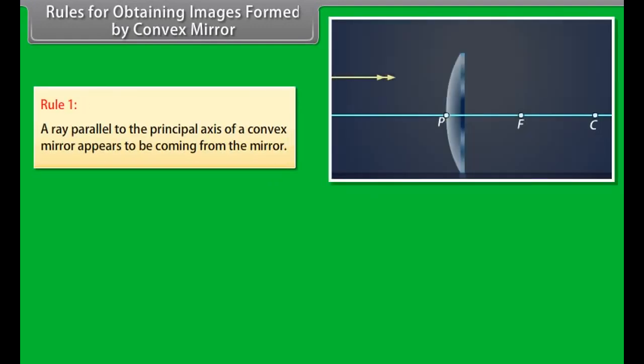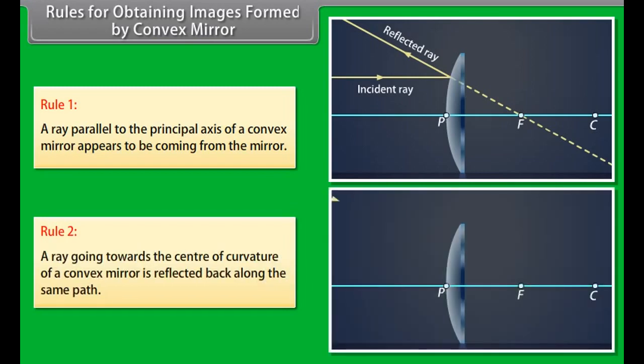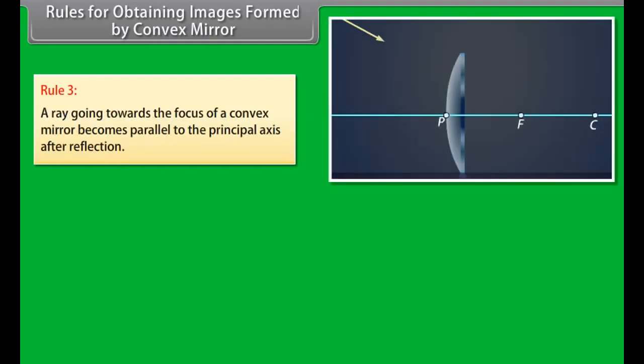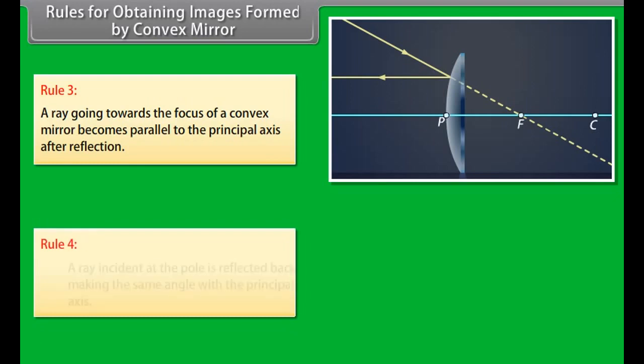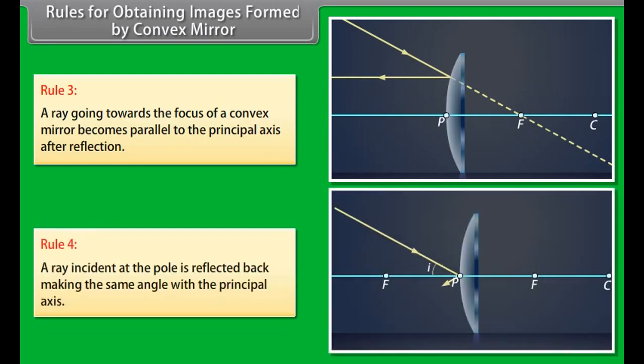Rules for obtaining images formed by convex mirror. Rule 1. A ray parallel to the principal axis of a convex mirror appears to be coming from the focus behind the mirror. Rule 2. A ray going towards the center of curvature of a convex mirror is reflected back along the same path. Rule 3. A ray going towards the focus of a convex mirror becomes parallel to the principal axis after reflection. Rule 4. A ray incident at the pole is reflected back, making the same angle with the principal axis.